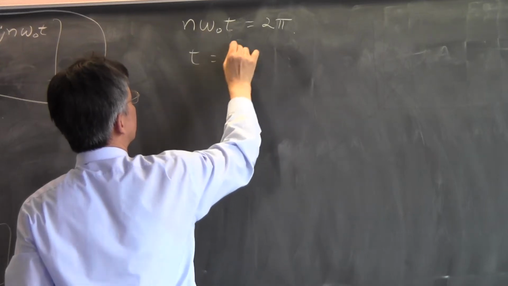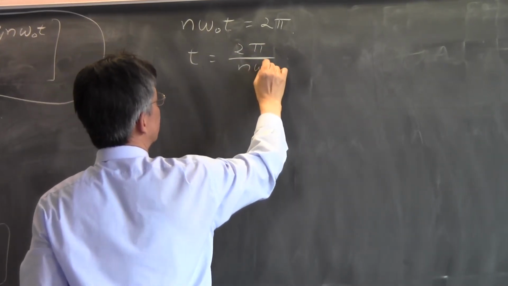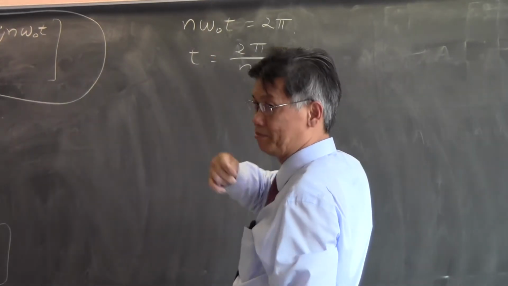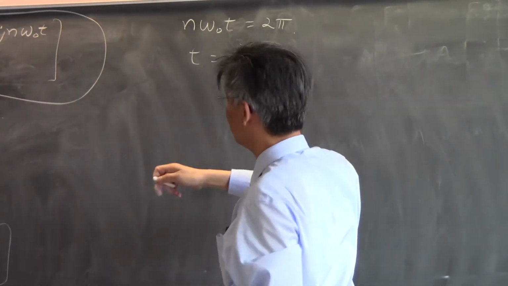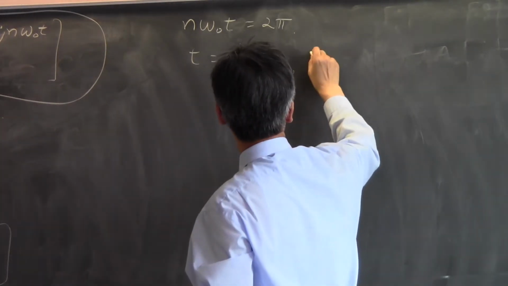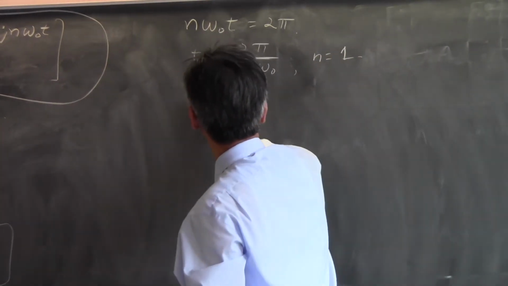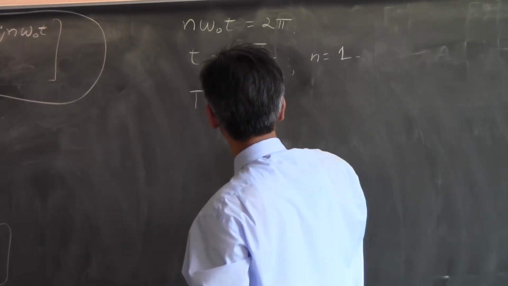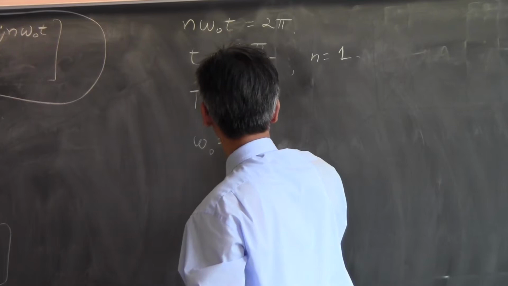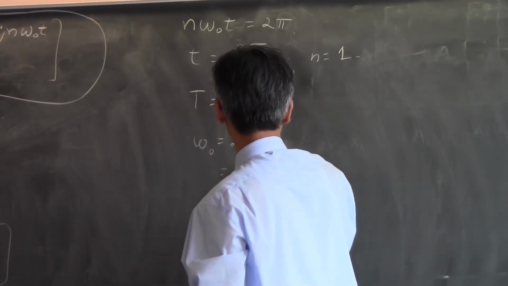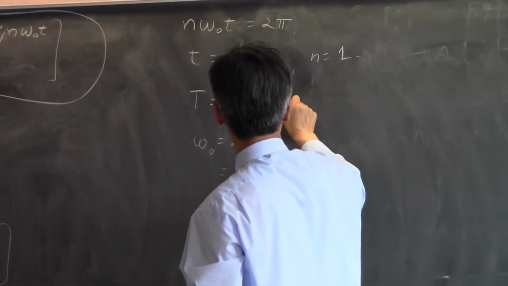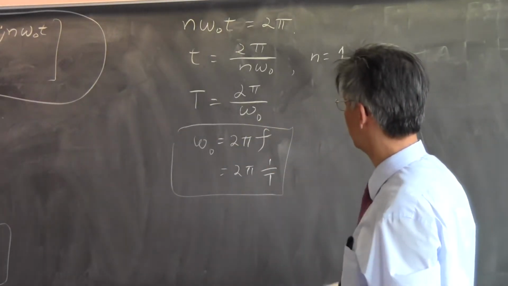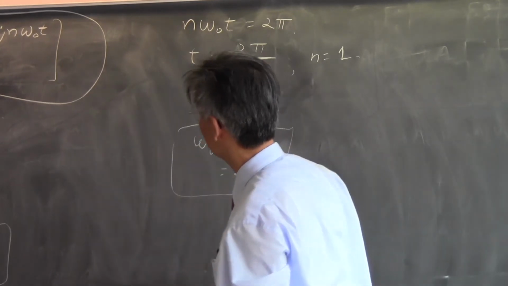T is 2 pi over n omega naught. The largest period is the one with n being the smallest. If n is equal to 0, then the period is infinite. That's the DC problem. Okay? If n is equal to 1, then the largest period is 2 pi over omega naught. Omega naught is usually defined to be 2 pi f, with f being 1 over T, and this will give you back the same thing. That is what omega naught is.